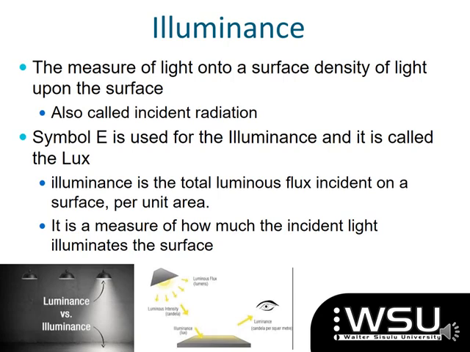And we say that the illuminance is the total luminous flux incident on a surface per unit square. So remember we said that your flux was the flow of light from your source point in air. So that flow that then gets onto your surface on a square meter is what we call our lux or our illuminance. It is also a measure of how much incident light illuminates your surface.